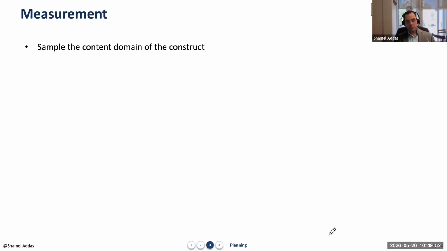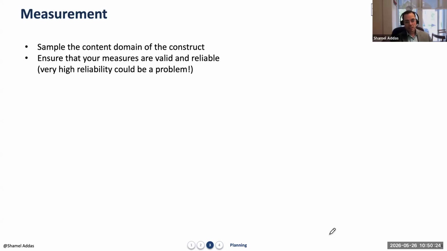First of all, you have to sample the content domain of the construct. For instance, if I'm measuring trust, like I did in study one, what is the content of that construct of trust? Is it unidimensional or multidimensional? Trust is typically multidimensional. Many trust measures talk about 3 dimensions of trust: competence, integrity, and benevolence. For each of the 3 dimensions, you have to have a sample of items that taps into those 3 dimensions.